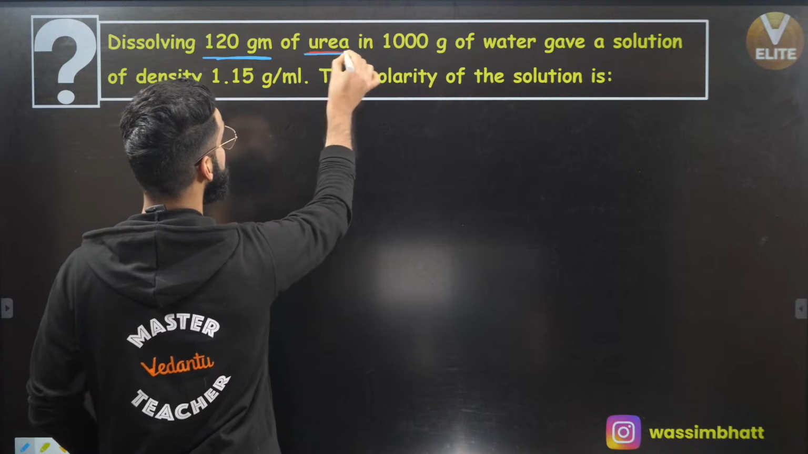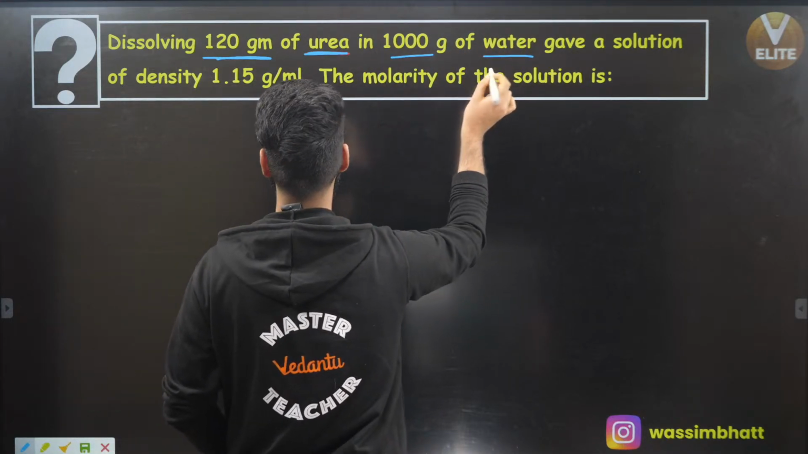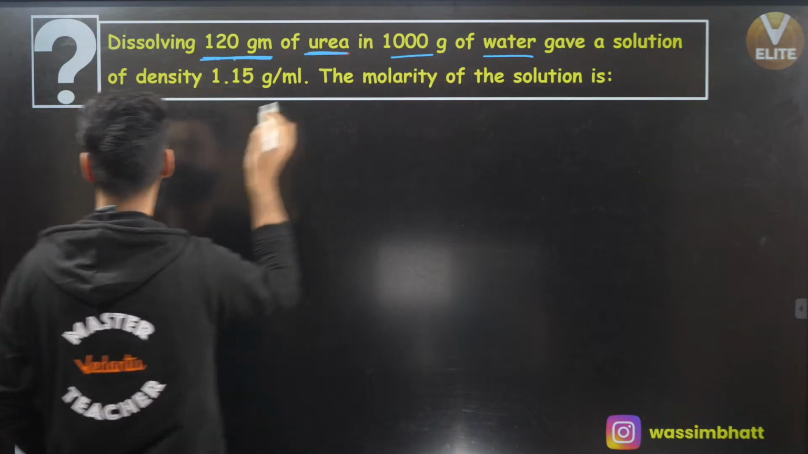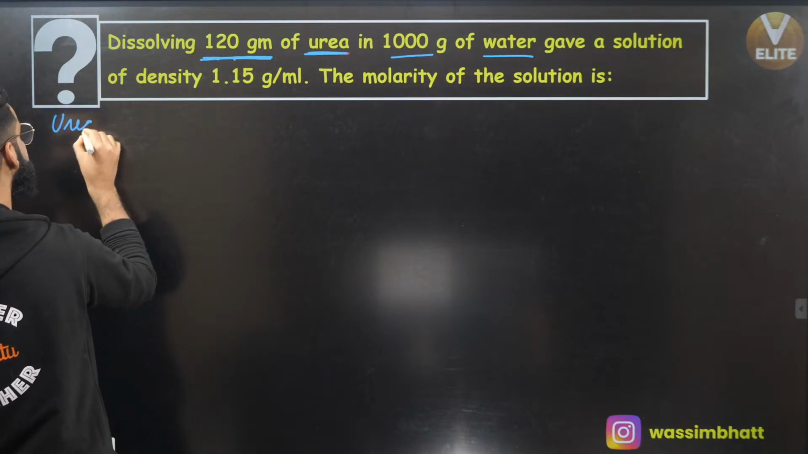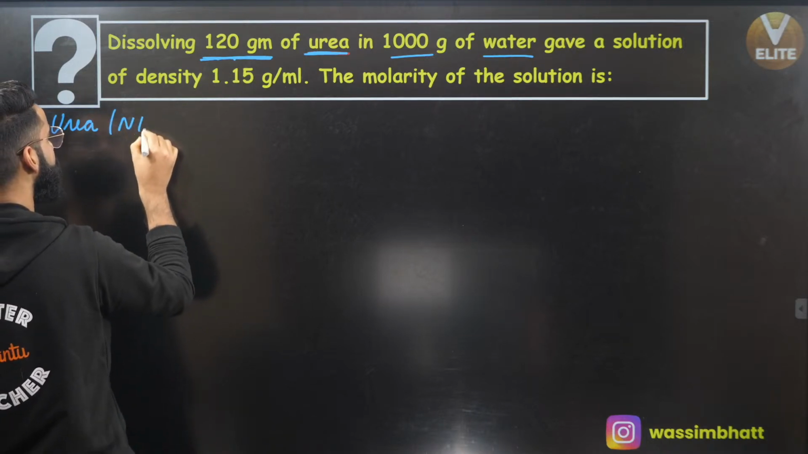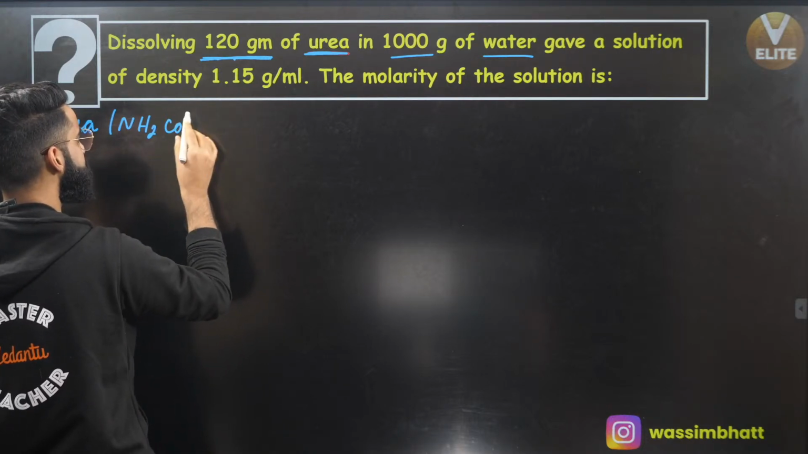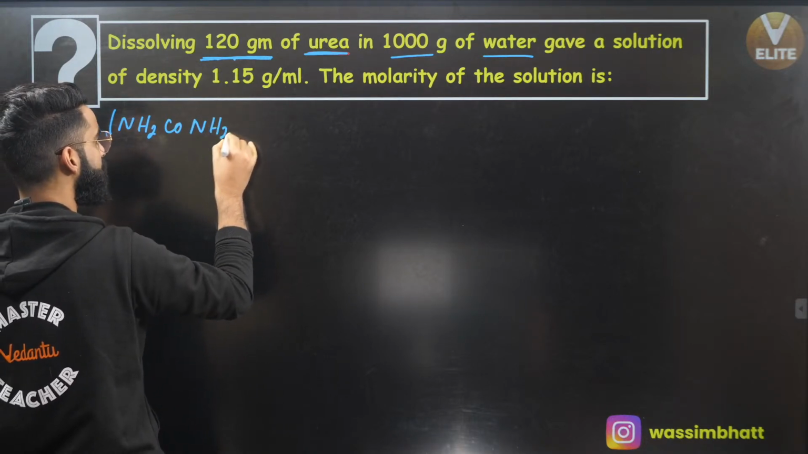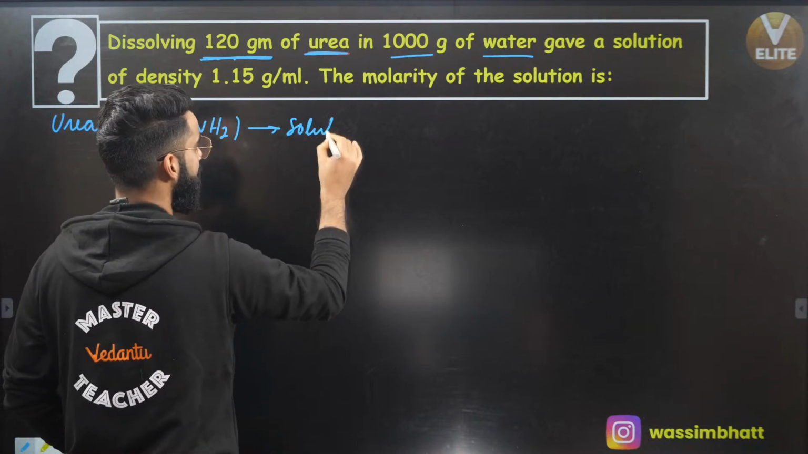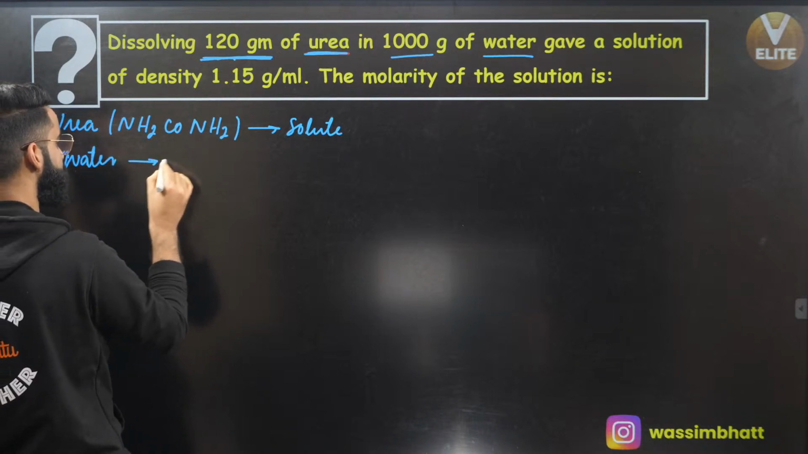Dissolving 120 grams of urea in 1000 grams of water. So urea is my solute. What is the formula of urea? Remember, NH2CONH2, this is the molecular formula of urea. Urea is given as the solute and water is my solvent as per the question.